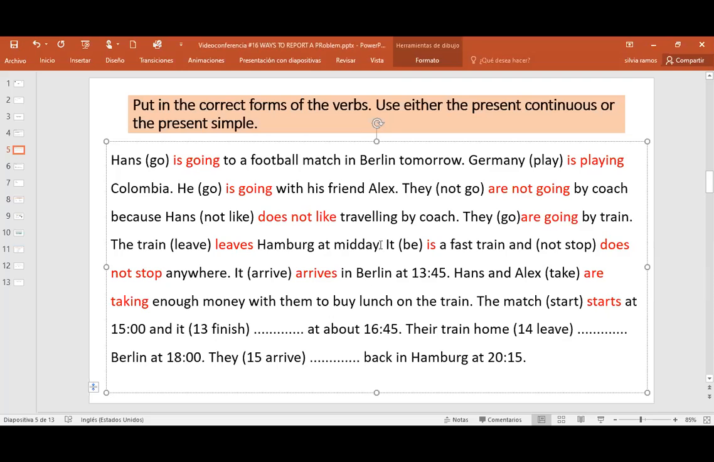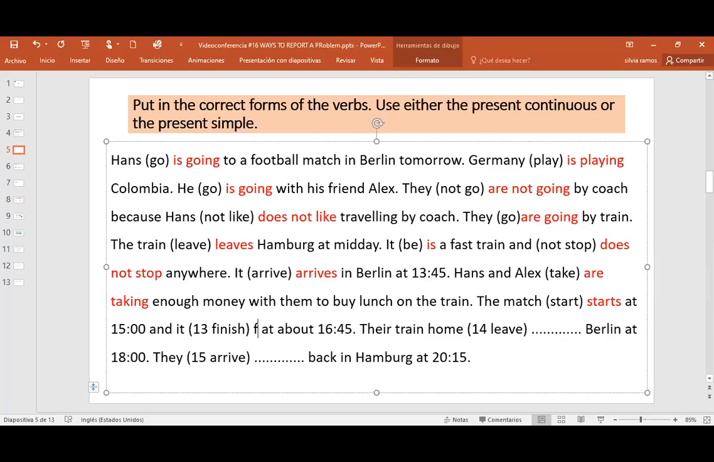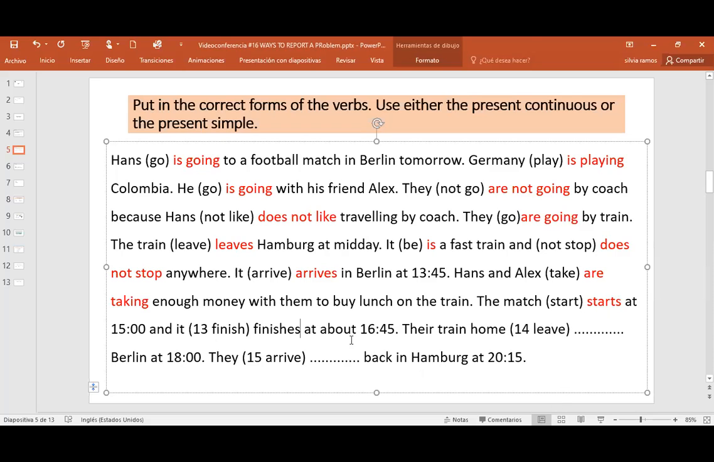And it finishes. Very good. Finishes. Repeat with me later. Read the sentence with me. The match starts at 3 p.m. The match starts at 3 p.m. And it finishes at about 4:45. Very good. Now let's continue with the next sentence here, Azalia.